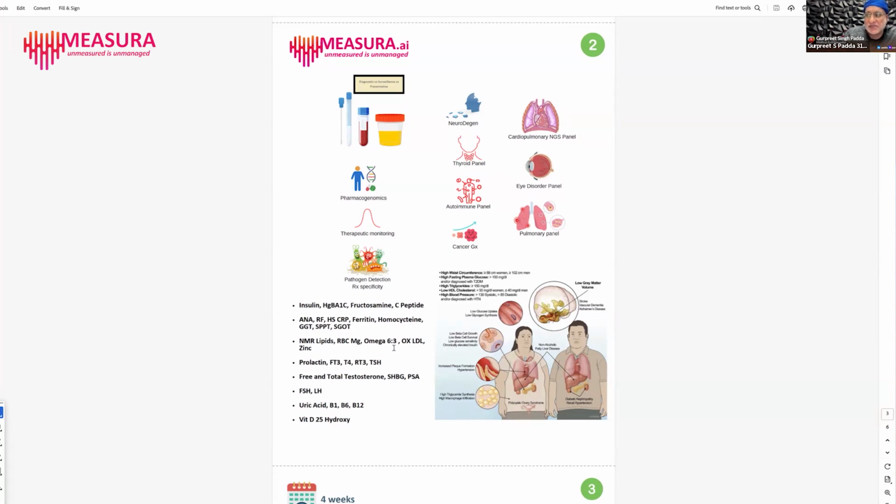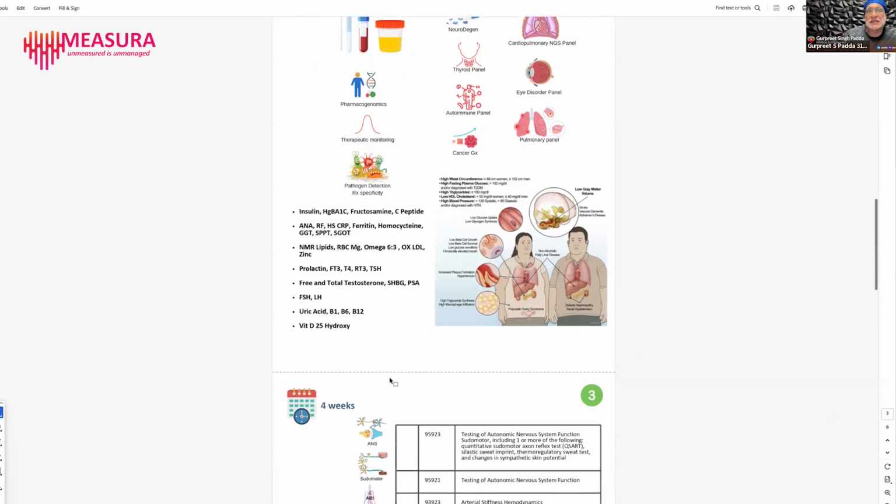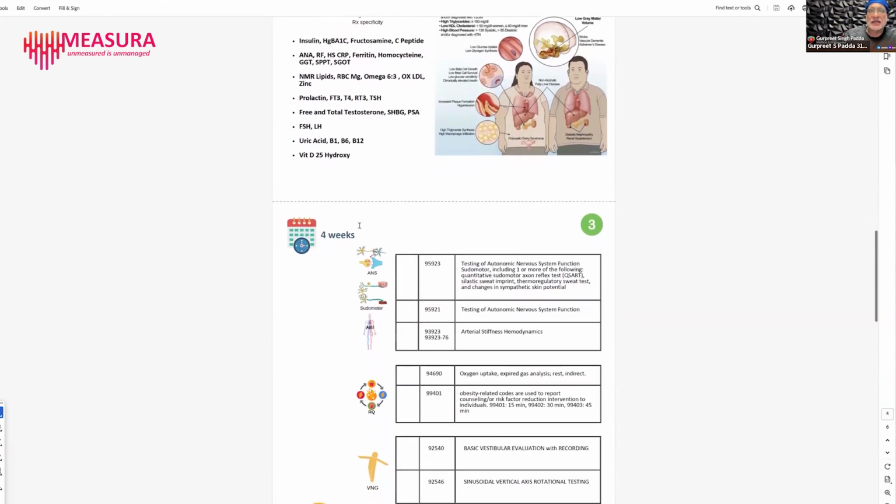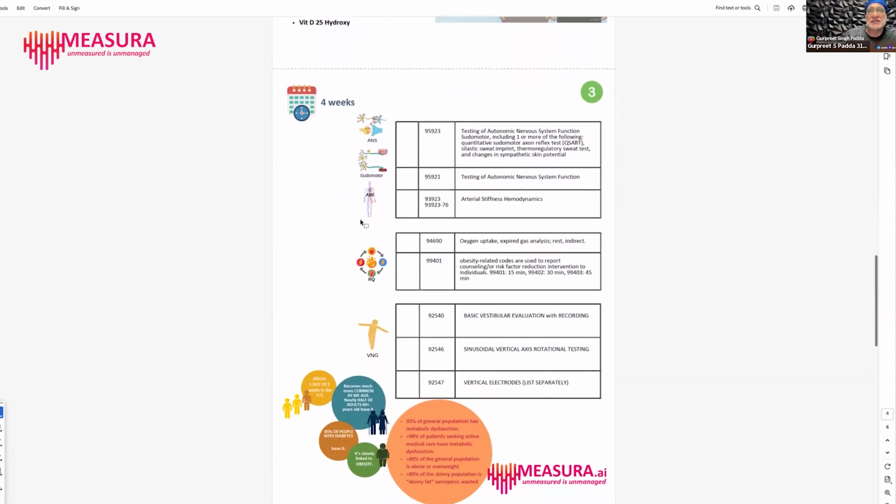How much vegetable oil does this patient have in their system? Is that what they're predominantly eating? It all depends on the patient. We get those results back, and at week 4, we do the testing, which is a combination of different testing, and these are the testing codes: 95923, 95921, 93923, and these are all the different codes. We don't do all.